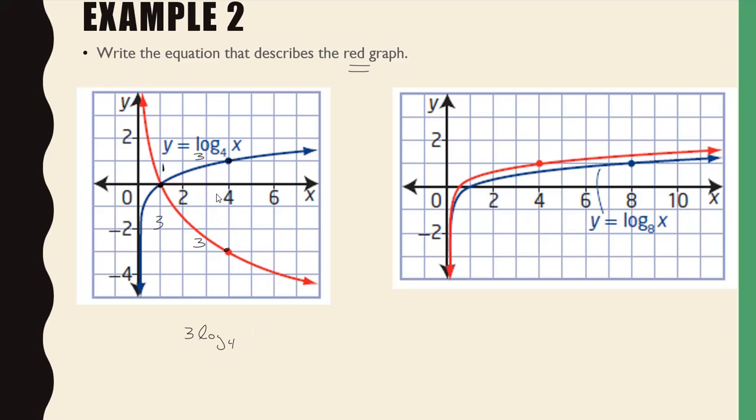Now we have to deal with this reflection. It is in the x-axis, which means that's going to be a negative a value. So it's going to actually be negative 3. So y equals negative 3 log base 4 of x.